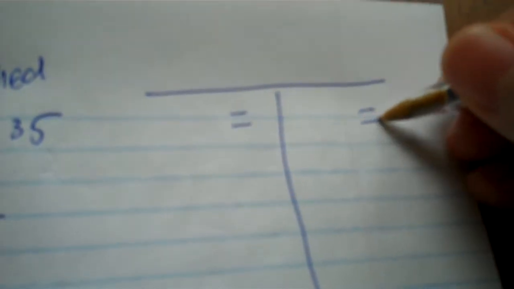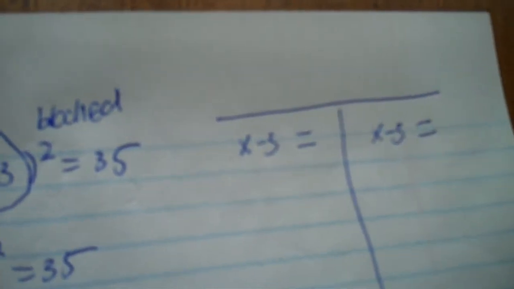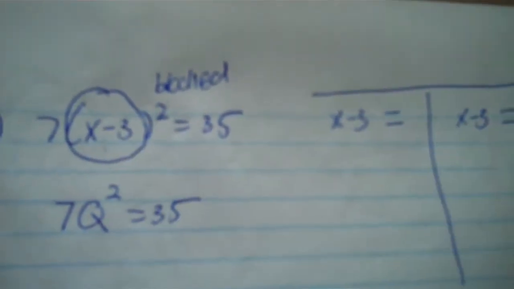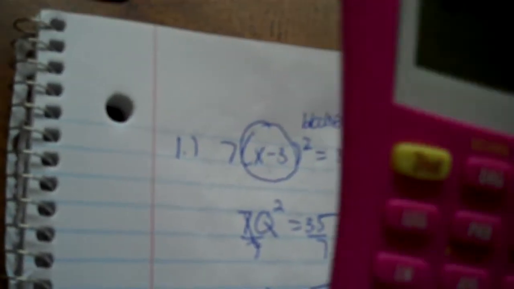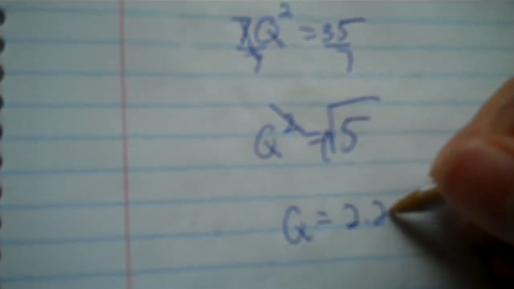equals 35. Now after you've done that, you need to make a table, and then you're going to bring back the x minus 3 on both sides of the table. You're going to see how that fills into place here in a second. So we would divide by the 7, q to the second equals 5. Then I find the square root of 5, which is irrational. So 2.24, that's what q equals. But it could be positive or negative, okay?